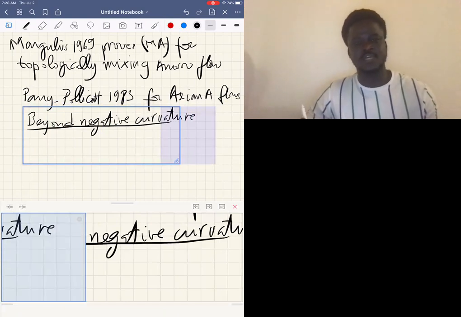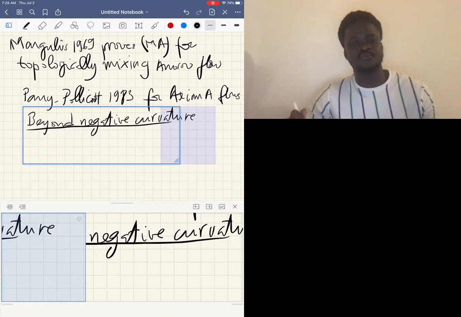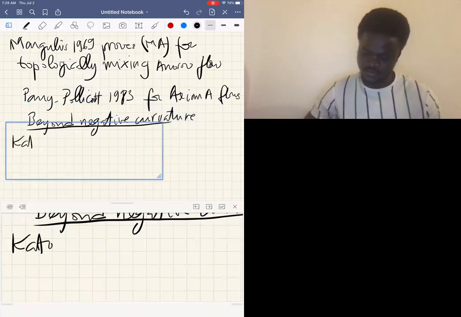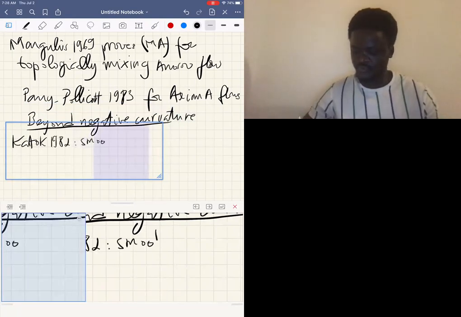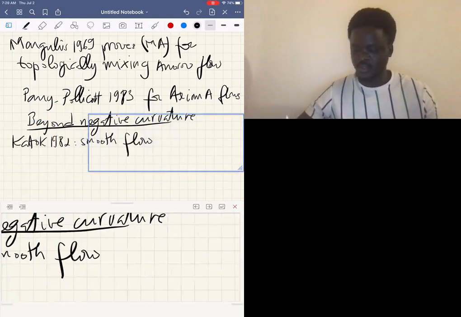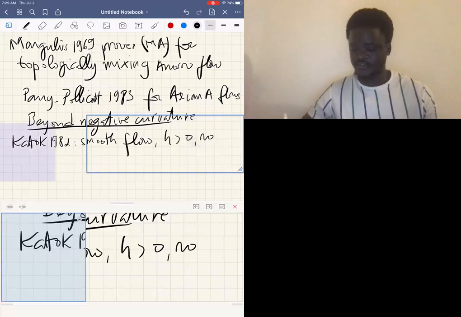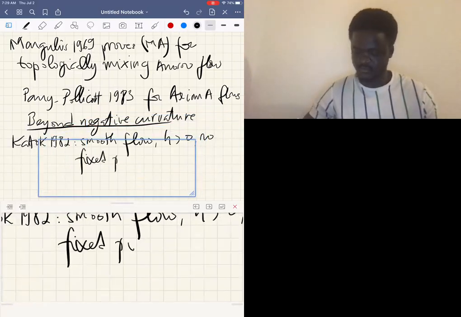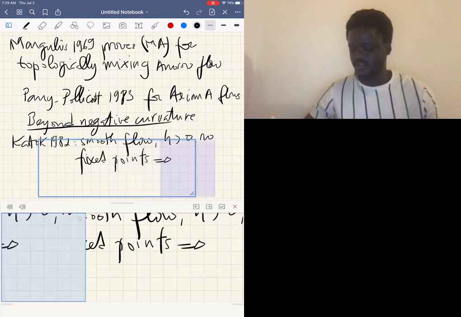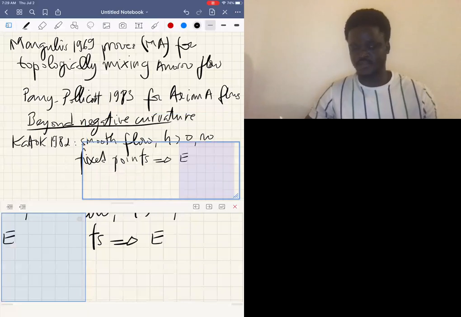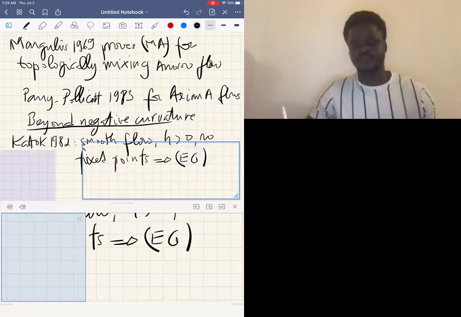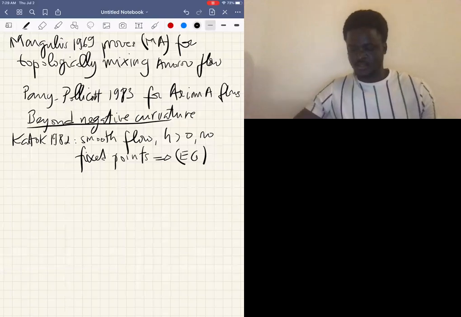There is this result by Katok, 1982, who proves the exponential growth for smooth flows with positive topological entropy h and no fixed point. This gives the exponential growth: the number of closed geodesics grows exponentially, like the entropy, right?